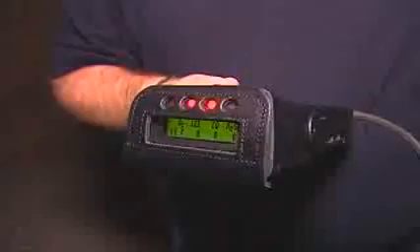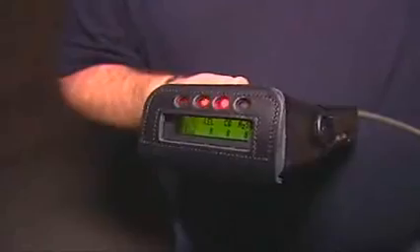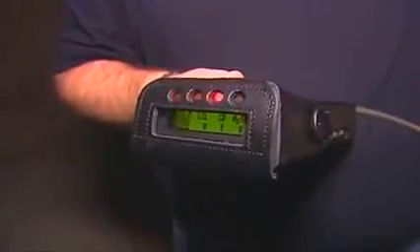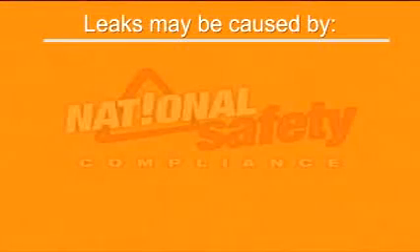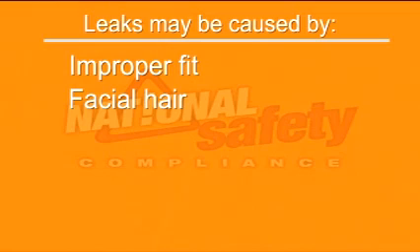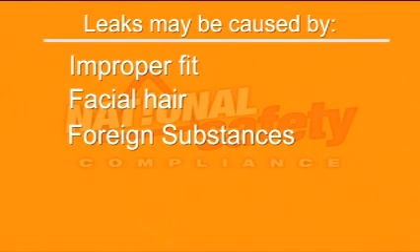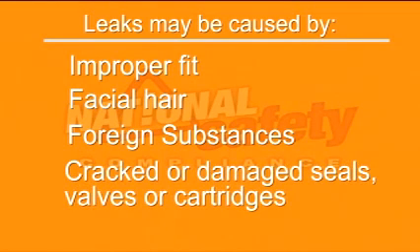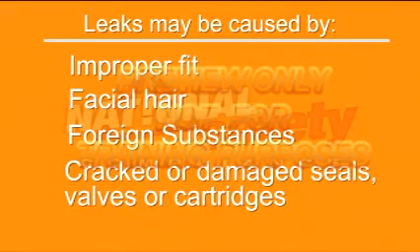These respirators are also known as negative pressure respirators because of the negative air pressure created by inhalation. They offer no protection against oxygen-deficient atmospheres. A leak-proof seal between the facepiece and the worker's face is essential for proper protection. Leaks may be caused by improper fit, the presence of facial hair or foreign substances under the sealing surface, or cracked or damaged seals, valves, or cartridges.